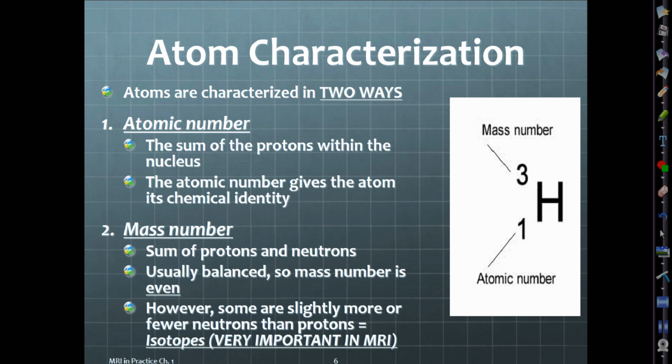So it's usually balanced, so the mass number is even. However, some have slightly more or fewer neutrons than the protons. In those cases, those are considered isotopes, where you have the same number of protons but a varying number of neutrons. Remember that? And so those isotopes are really what we're imaging in MRI. So they're very important.